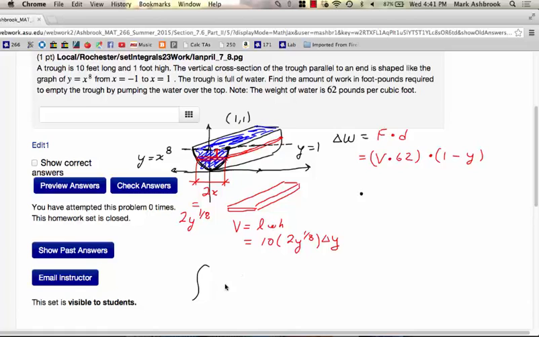Okay, so the volume is 10 times 2y to the 1/8, and we'll put the dy at the end. That's the volume times 62 times 1 minus y, the distance. So that's a little bit of work, or the work needed for that layer. Okay, and so then what's the first layer to the last layer that we need?